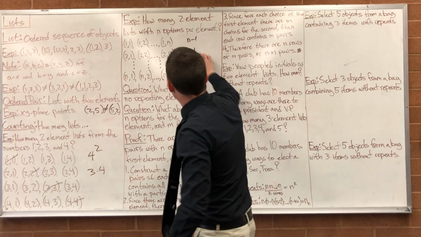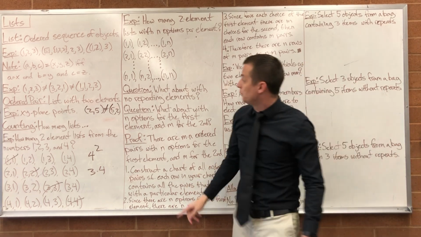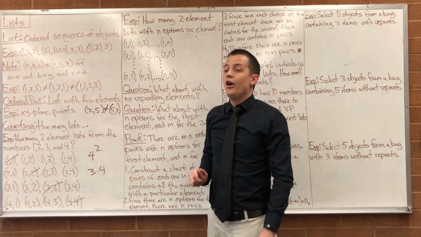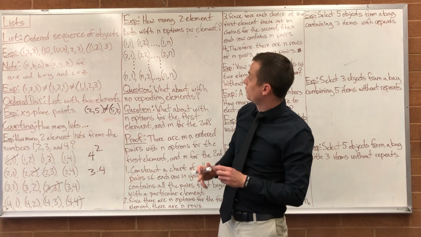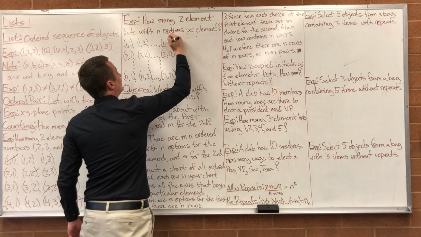Let's switch this up a little bit then. Now let's say that we have n options for the first element and m options for the second element. M times N.